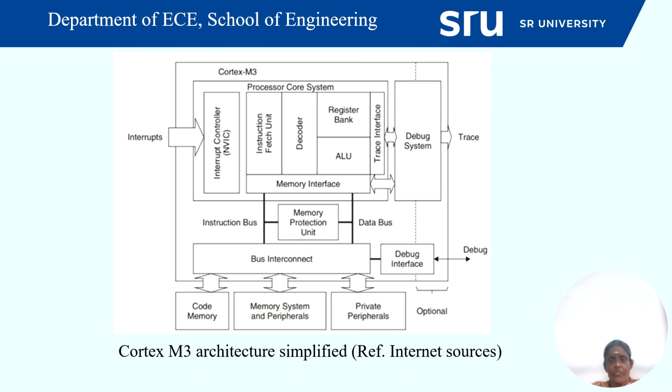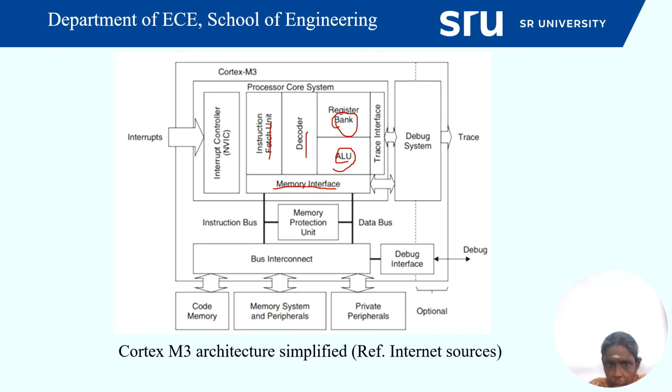And then this is the main architecture of the Cortex M3. This is the memory. It is almost similar to the ARM architecture block diagram. Memory interface and interrupt controller, that is the NVIC only, and instruction fetch unit, decoder. It is register bank 32-bit, ALU arithmetic logic unit. All are connected together with the memory interface. Trace interface, I already told you, is used to debug.